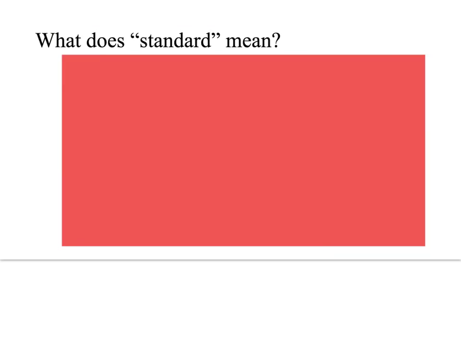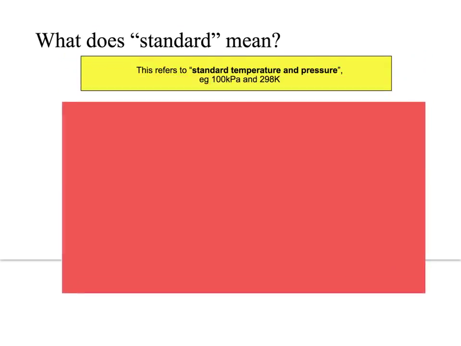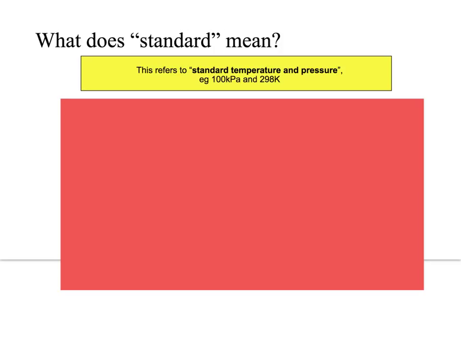Okay, some definitions, and what does standard mean? So standard refers to standard temperature and pressure. Standard pressure is 100 kilopascals, that's what you're feeling right now in a normal room, at normal sea level. And standard temperature is 298 Kelvin, or that's 25 Celsius.